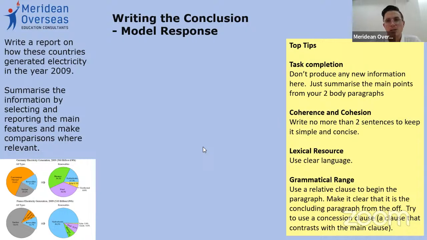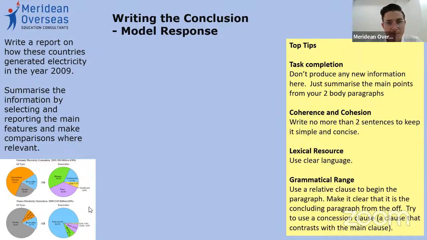Okay. So just want you to draw your attention to the grammatical range and the lexical resource. I'm going to use clear language here. You don't need to say anything bold here. In fact, you don't want to repeat anything. You don't want to produce any new information. You're just summarizing the main information. And I think it's important to try and use relative clauses to begin the paragraph. Make it clear that it's a concluding paragraph from the off. And try to use a concession clause, like a clause that contrasts with the main clause. This is the sort of fancier grammar that can help you show that you have a strong grasp of different grammatical concepts.